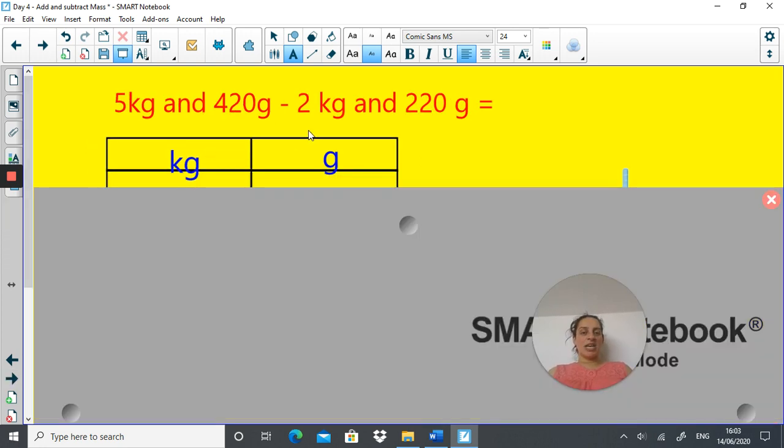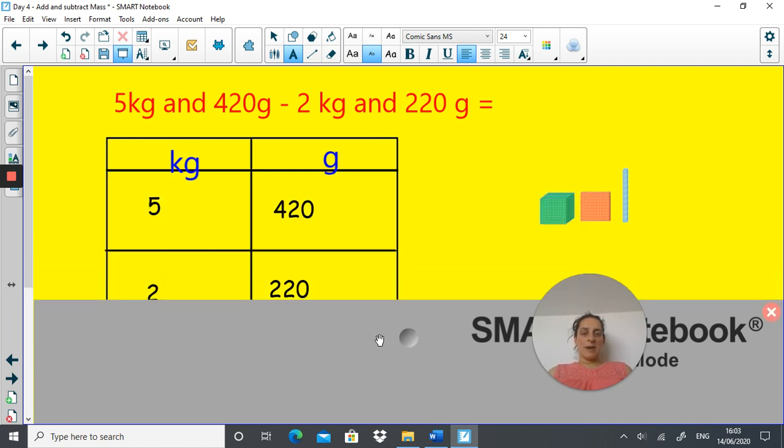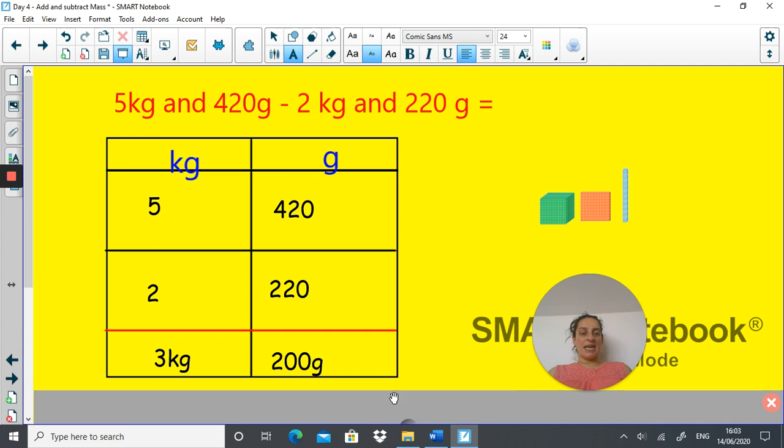And now this is subtraction. So 5 kilograms and 420 grams take away 2 kilograms and 220 grams. Now for this one, rather than using the base 10, I just put the figures in. Then I went to the grams, took 220 away from 420, which is 200 grams, and took 2 away from 5, which is 3 kilograms. The answer is 3 kilograms and 200 grams.